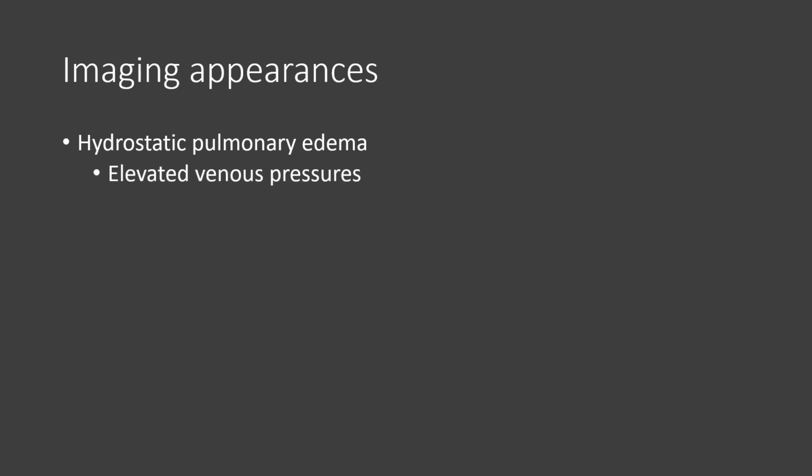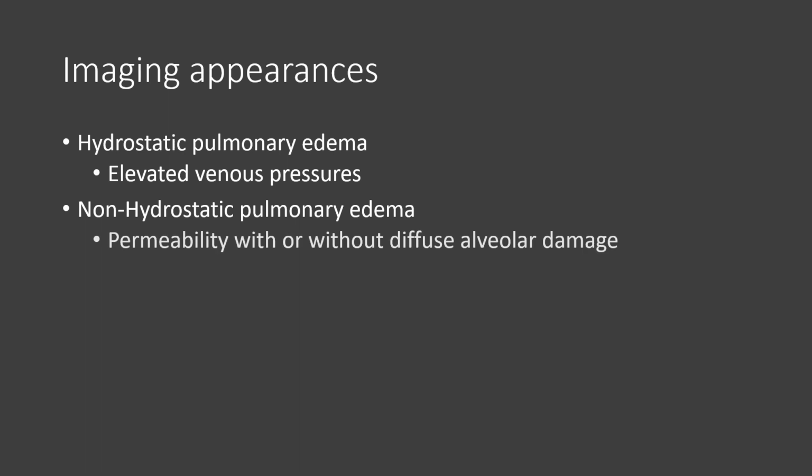So what about the imaging appearances? The way I like to think about the imaging appearances, it's related either to some sort of hydrostatic process, so hydrostatic pulmonary edema, and here we see signs of elevated venous pressures. We're going to talk about the signs of elevated venous pressures that will push us into thinking about hydrostatic pulmonary edema. And then we have causes that are not related to hydrostatic pulmonary edema. The classic scenario here is permeability edema with or without diffuse alveolar damage. So people with ARDS, right? This is non-hydrostatic edema.